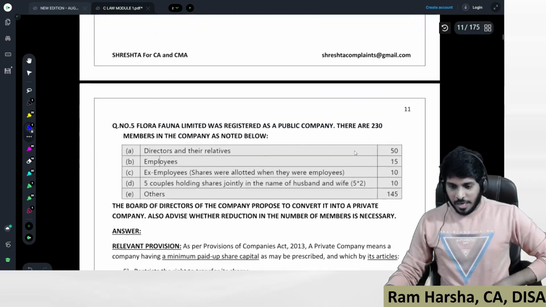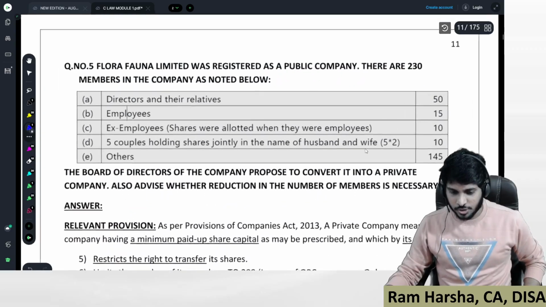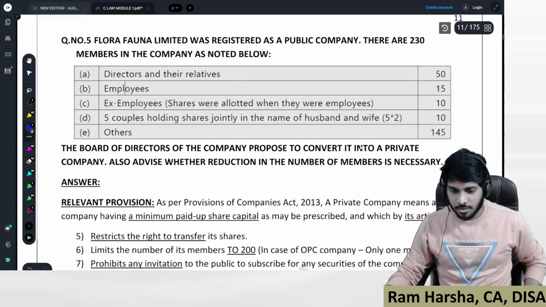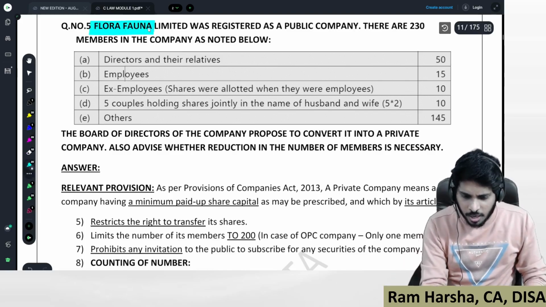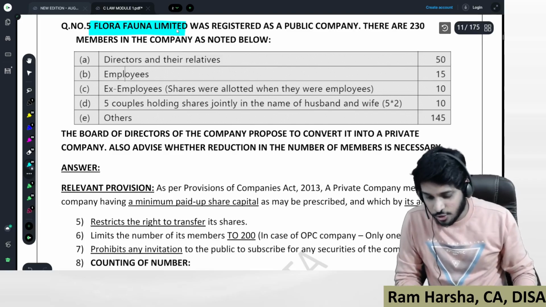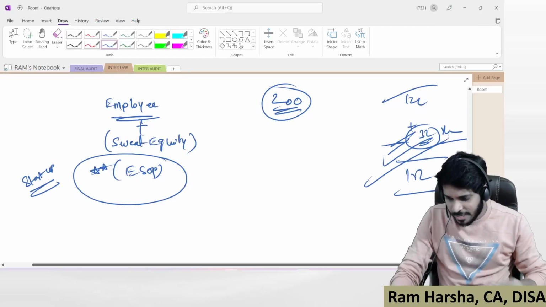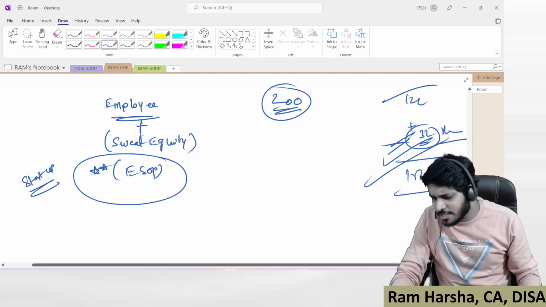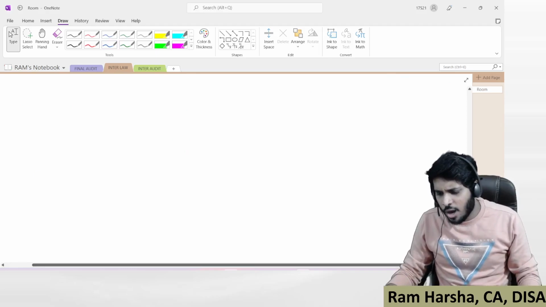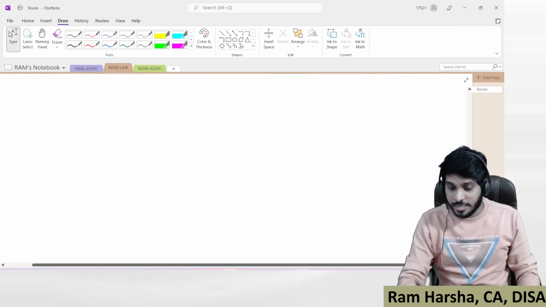So on the 11th page of this material, you'll find this illustration, question number 5, Flora Fauna Limited. Now I need to tell you one small concept. Sir, as you said, companies are of 2 types, private limited and public limited. How do we identify whether a company is a private limited or public limited? Very simple.